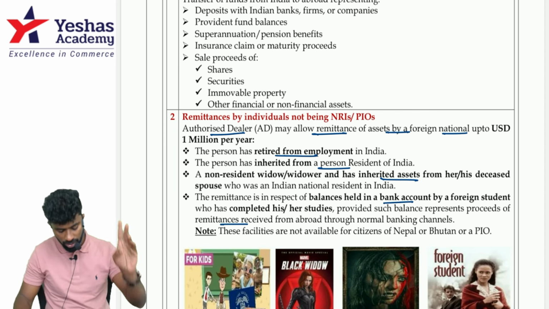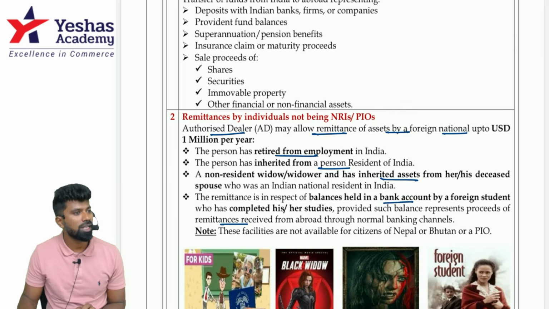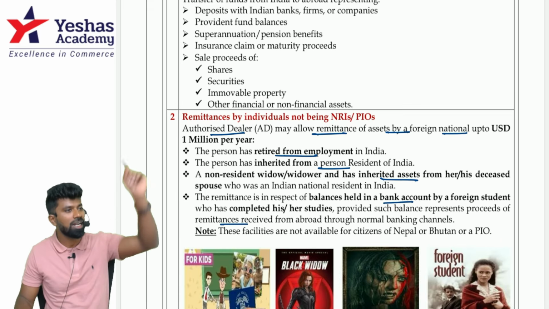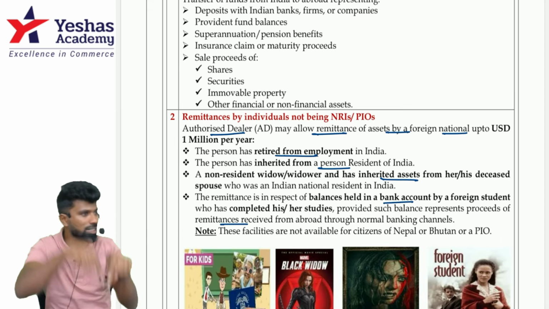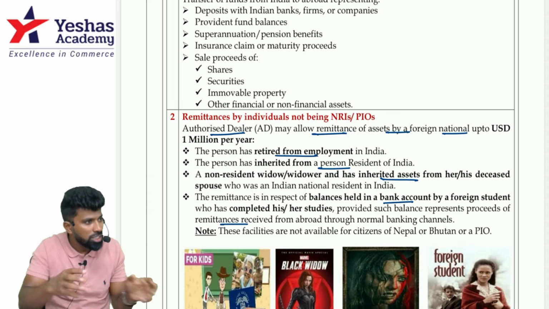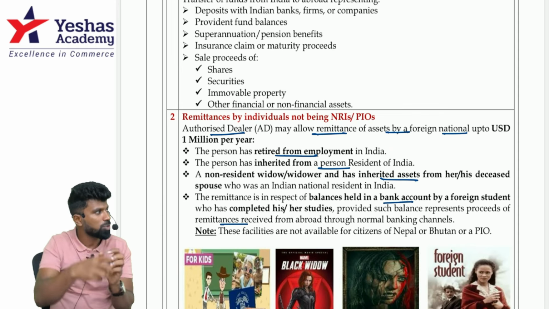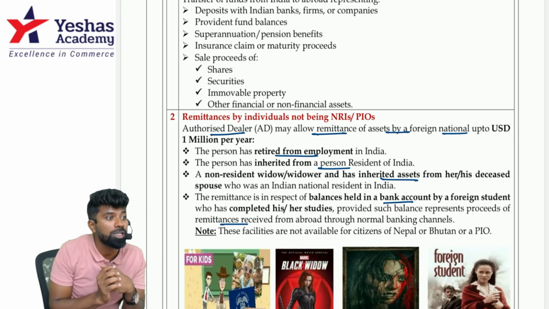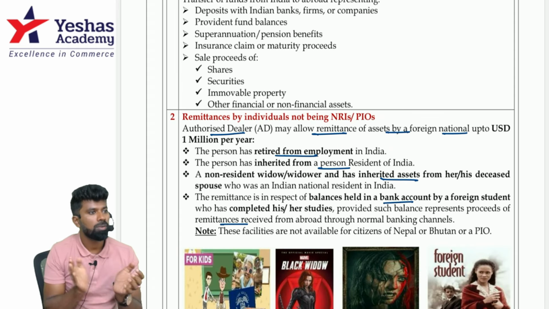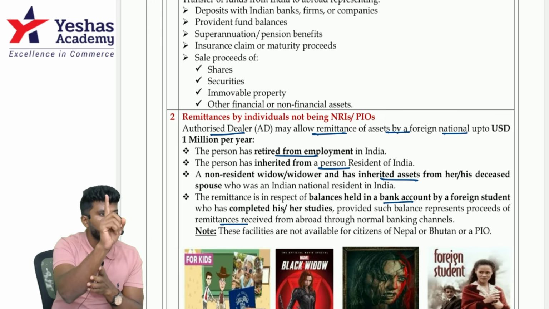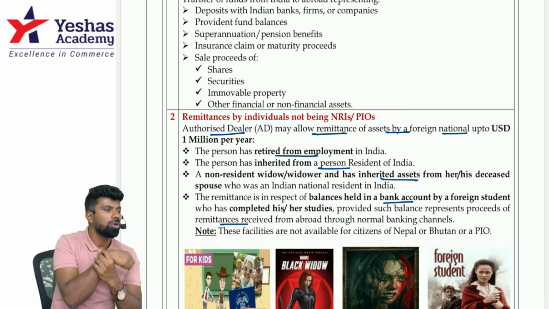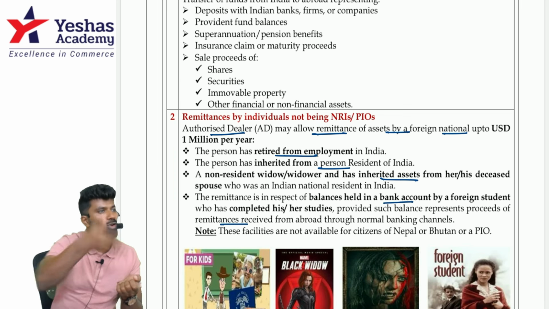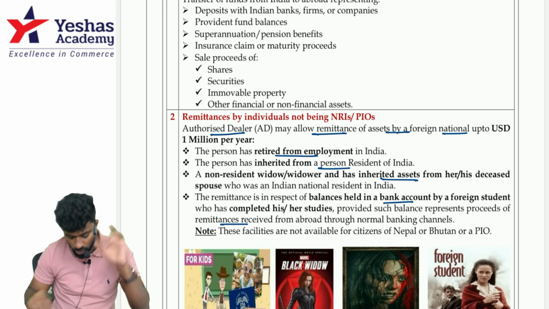1 million. Third one, a non-resident widow or widower: a lady got married to a person who is resident in India. He is dead. She gets that inheritance of assets and wants to remit these assets outside India. Can she do it? Yes. Up to how much? In a financial year. Sir, can't she remit more than that? Yes, sir, she can, with the approval of RBI.